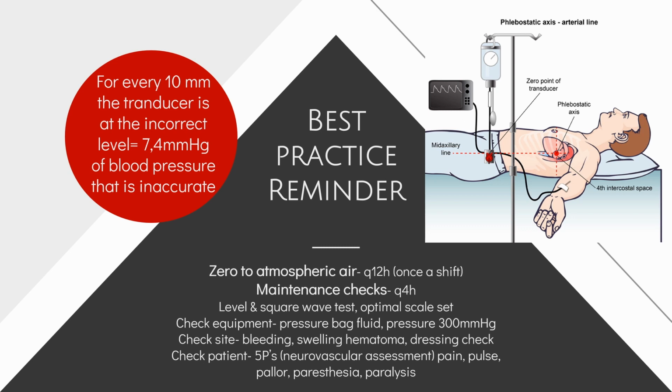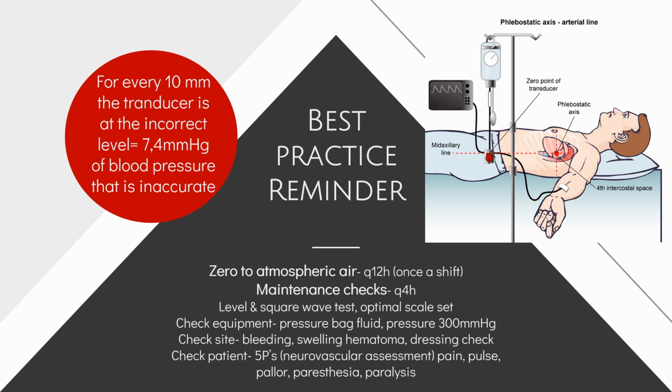Whether you use a Carpenter level or some other method, make sure you're using some sort of method and not just eyeballing it. Because for every 10 millimeters, so 1 centimeter that you are off this point, it equates to about 7.4 millimeters of mercury. So say a 3 centimeter difference in the level is going to equate to 20 millimeters of mercury being off. That is quite a big discrepancy in blood pressure. So make sure the level is correct, especially when you change position, after x-rays, after bathing, all those kinds of activities.